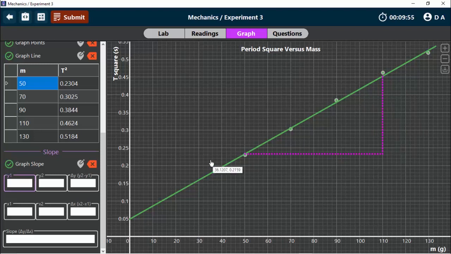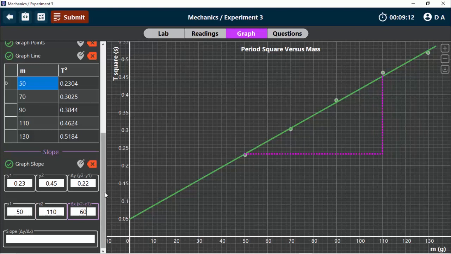The y1 is the line, if you extend this to this point, so which is roughly 0.23. So 0.23, then y2 is roughly this 0.45. Then the difference is 0.22. So now we move on to x. So x1 is 50 and x2 is 110. So the difference is 60.